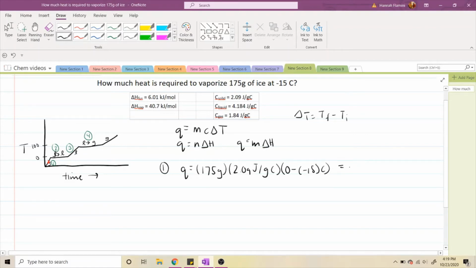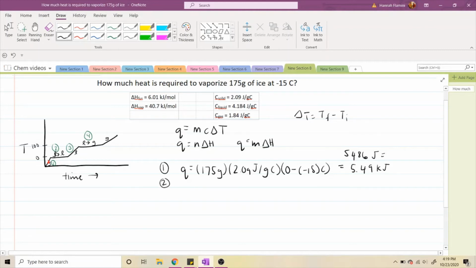When we multiply those, we get 5.49 kilojoules, but your answer is really in joules. It's 5,486 joules, but I just converted that to kilojoules because it makes the number a little bit smaller.